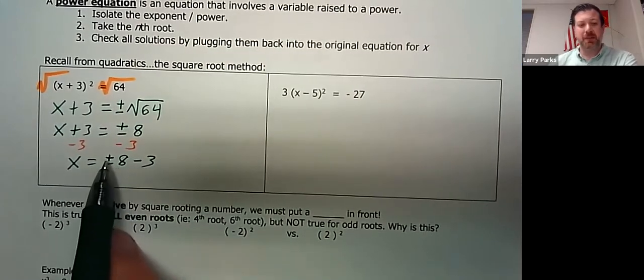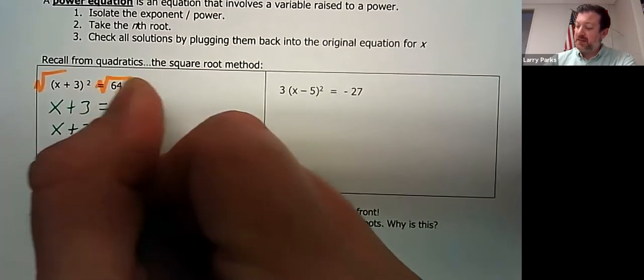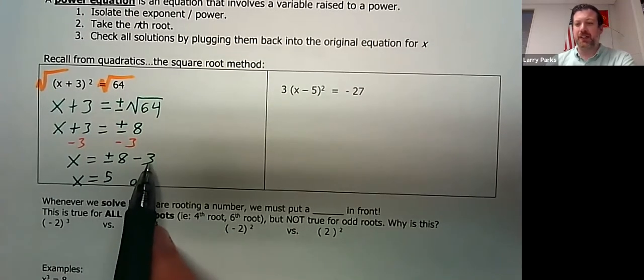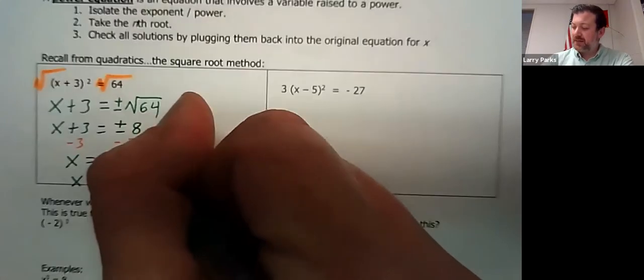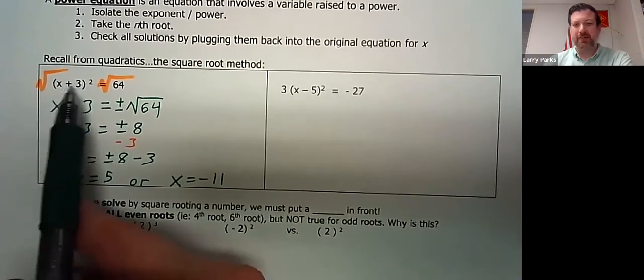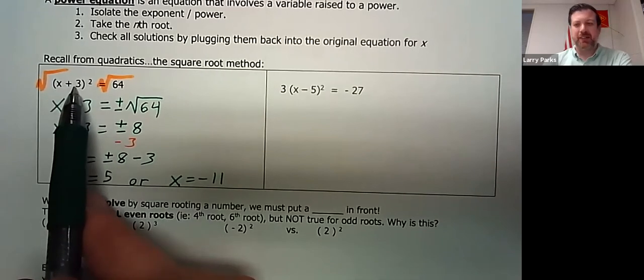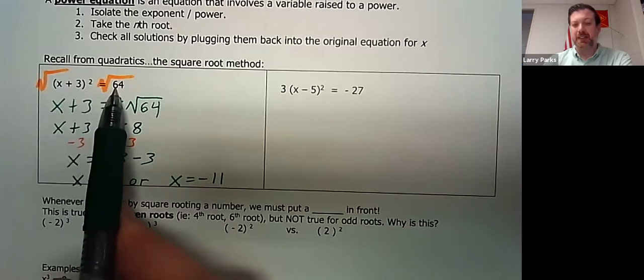So my 2 solutions would be positive 8 minus 3. Positive 8 minus 3 is 5. So one solution is 5. The other solution would be negative 8 minus 3. And negative 8 minus 3, that's negative 11. Now I already know 5 works. I had that from the beginning. Let's just double check negative 11. Negative 11 plus 3 is negative 8. If you square negative 8, negative 8 times negative 8 is positive 64.